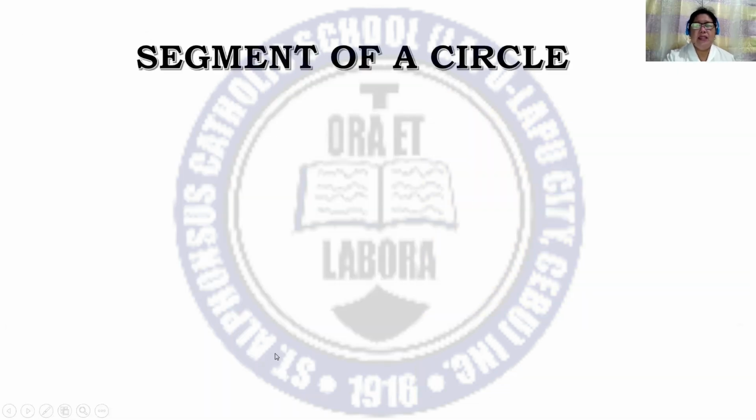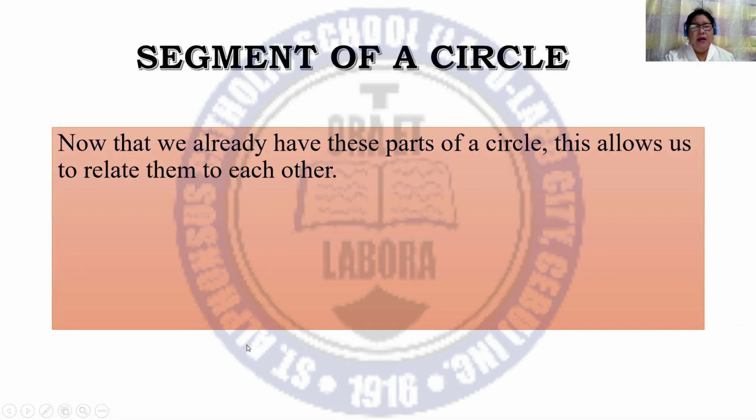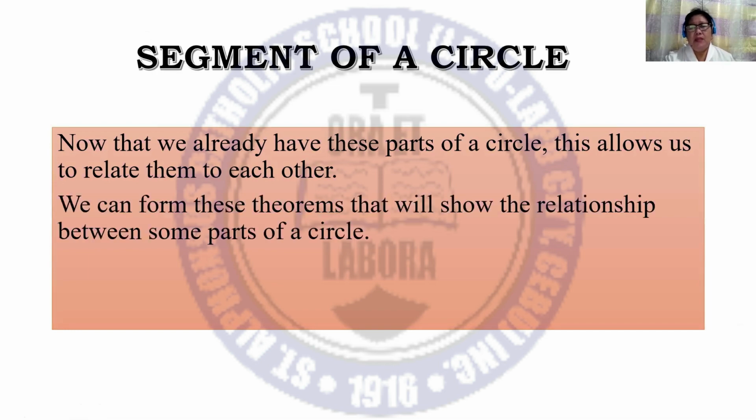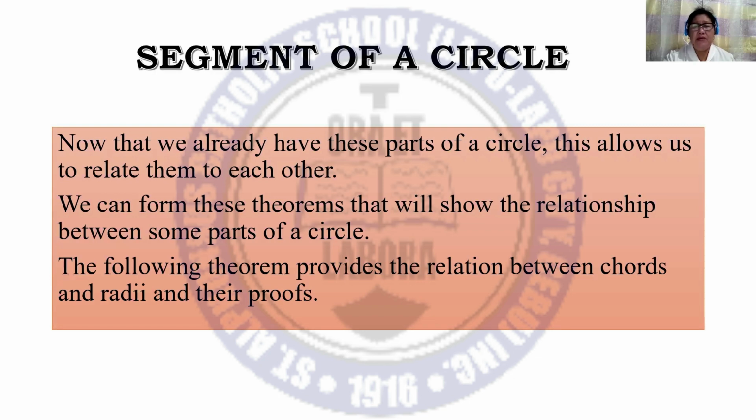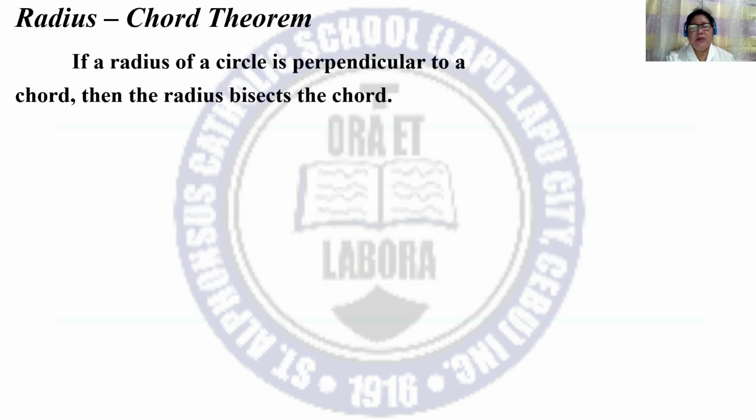Next, let us have the segment of a circle. Now that we have these parts of a circle, this allows us to relate them to each other. We can form theorems that will show the relationship between some parts of a circle. The following theorem provides the relation between chords and radii and their proofs. Let us have the radius chord theorem. If a radius of a circle is perpendicular to a chord, then the radius bisects the chord.